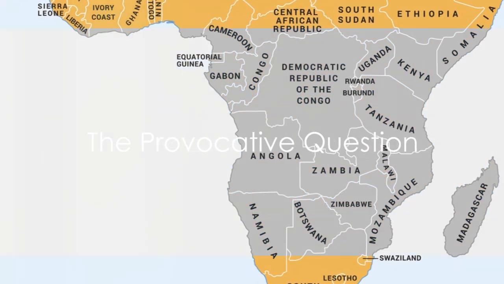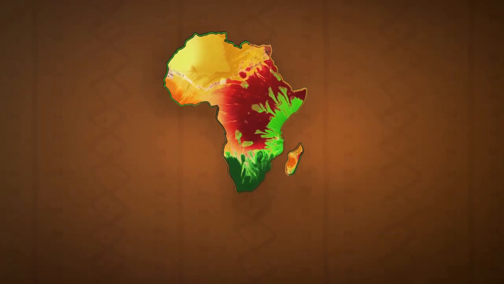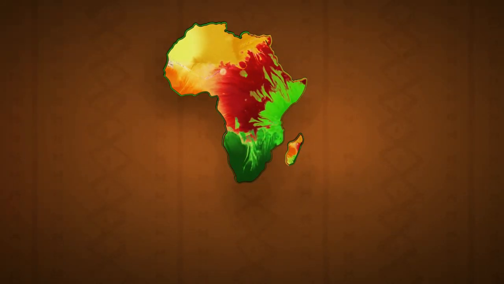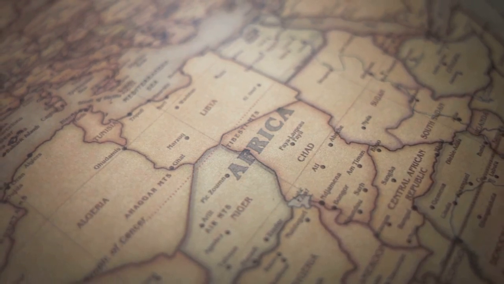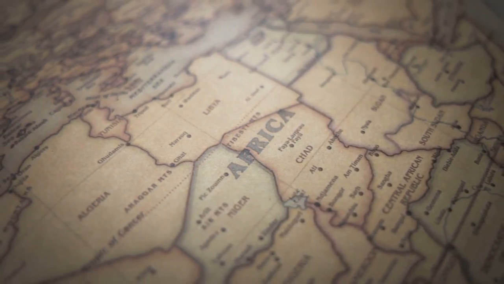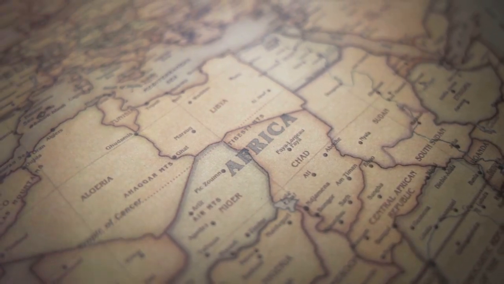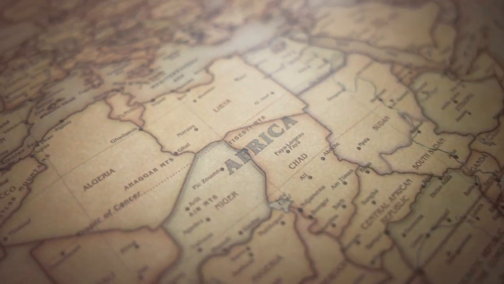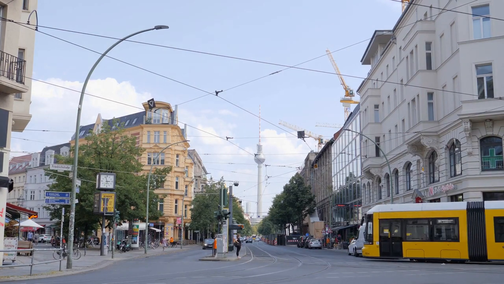Ever wondered how the arbitrary lines on Africa's map came into existence? A thought that might have crossed your mind as you gazed at the continent's oddly drawn boundaries. Indeed, the answer lies not in geographical logic, but in a historical event. A gathering of nations in the heart of Europe, the Berlin Conference. This momentous meeting in the 19th century continues to shape Africa's destiny even today.